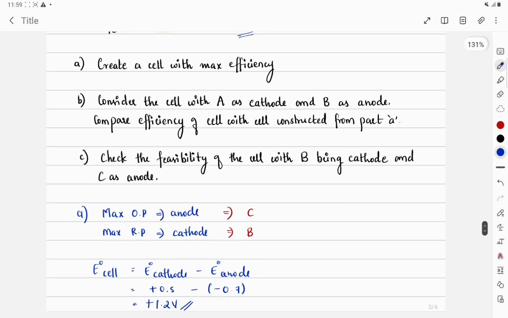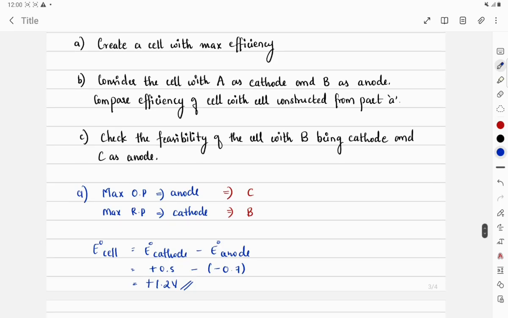So next, the second part of the question: consider the cell with A as cathode and B as anode. Compare the efficiency of this cell with the cell constructed in part A. That means we are supposed to find the cell potential of a cell created from A and B and compare it with the already constructed one, the cell which we chose here, which has a potential of 1.2 volt.